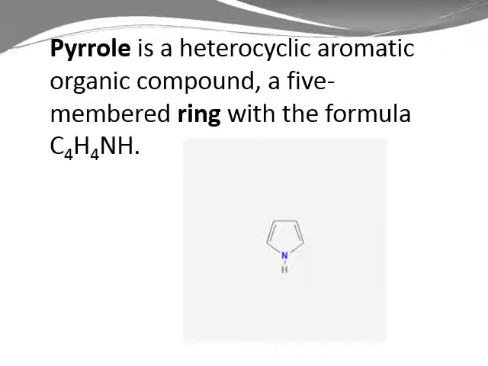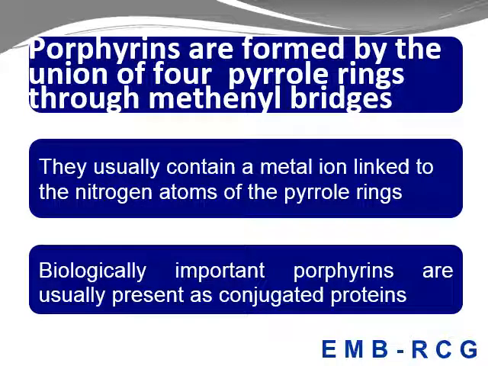So pyrrole is an aromatic compound which is made up of 5-membered rings basically, and it has the formula C4H4NH. You can see the structure over here. It will have 5-membered closed rings. It's an aromatic compound. Porphyrins are formed by these pyrroles. To be more precise, they are formed by joining of 4 pyrrole rings with the help of methenyl bridges, and will have a metal ion linked to the nitrogen atoms of the pyrrole rings.